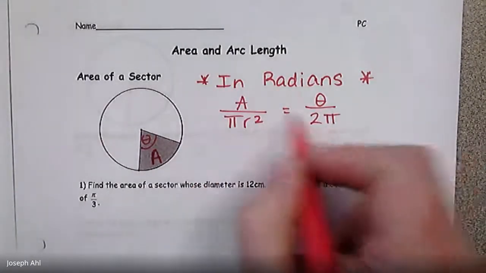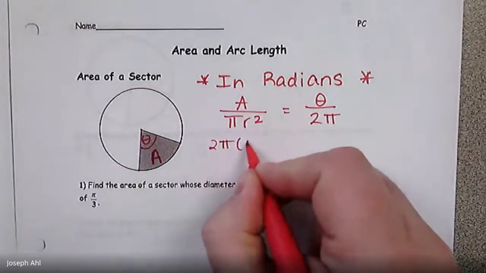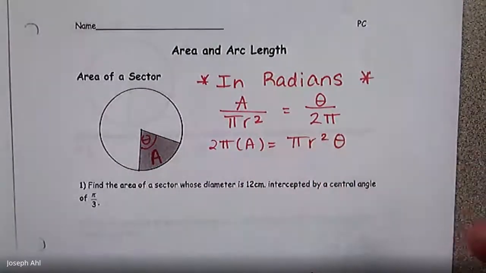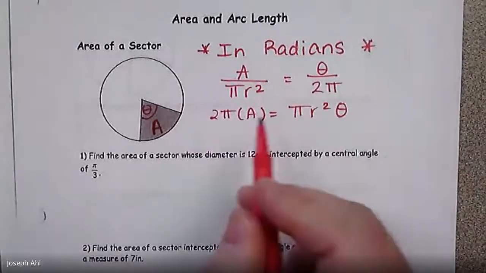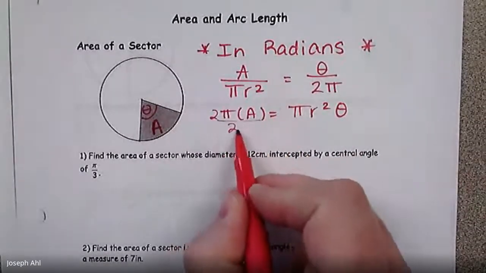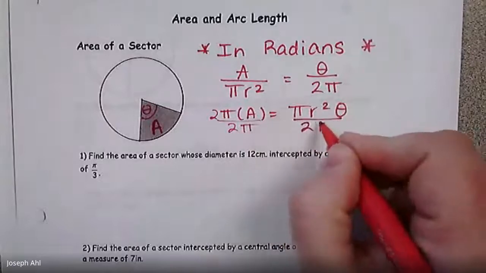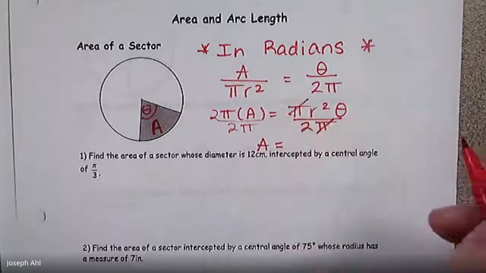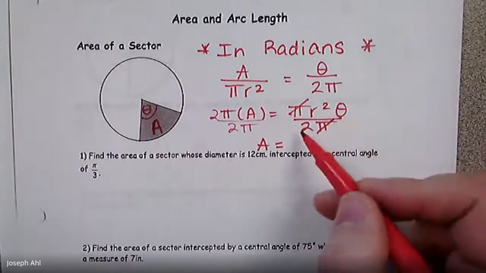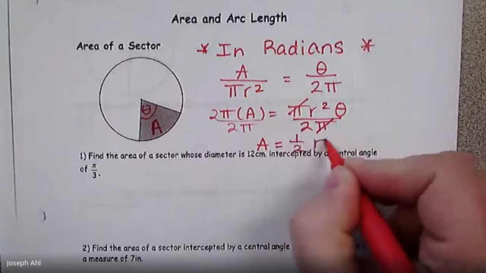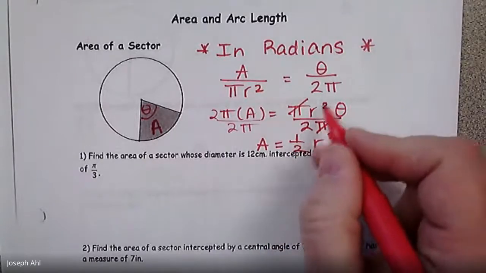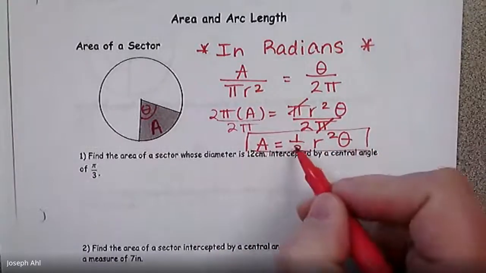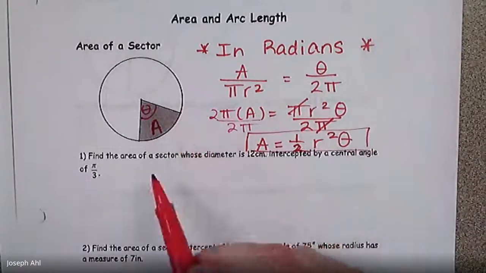So if I cross multiply here, 2 pi times A would equal pi r squared times theta. And in the last step, if you divide by 2 pi, we're going to wind up getting that the area equals, well, the pi's will cancel out. So essentially it becomes r squared theta over 2, which commonly is written as a 1/2 out front. Instead of dividing that by 2, I'm just going to write 1/2 r squared theta. And that is the formula I'm going to use every time I go to find the area of a sector.